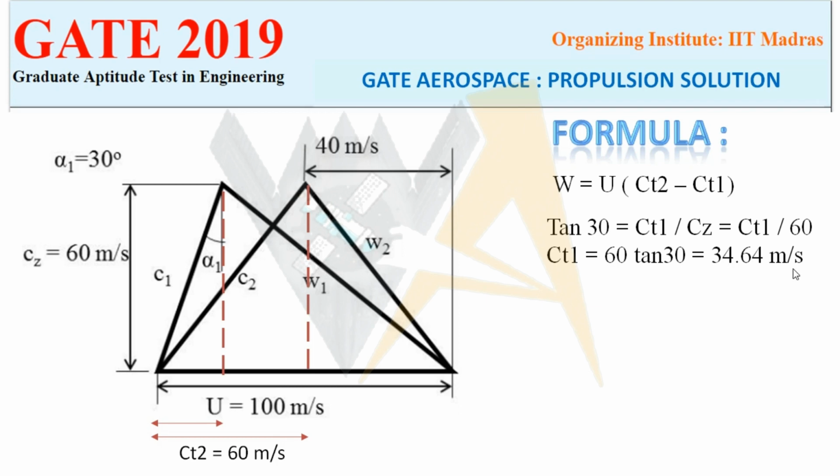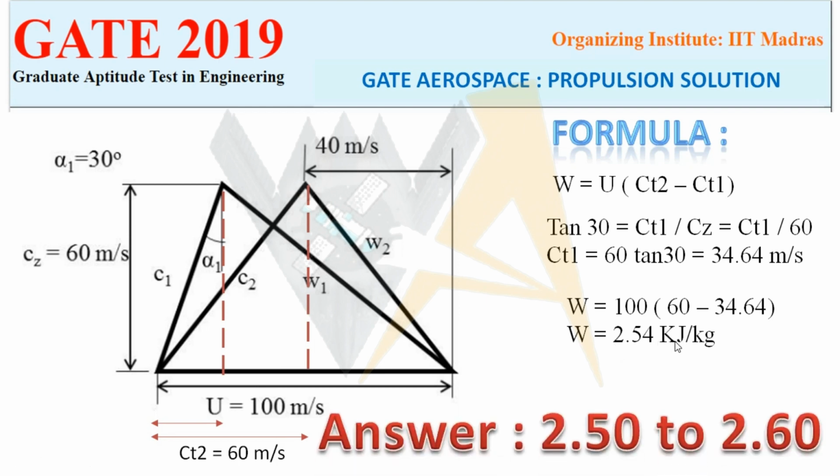And we know the value of U, that is the blade speed, is around 100, and the CT value we have already found out here is 60, and CT1 we just found out is 34.64. We need to just substitute the values, and we get the value in kilojoule per kg as 2.454. Here the rough answer ranges from 2.5 to 2.60, which is within the limit.